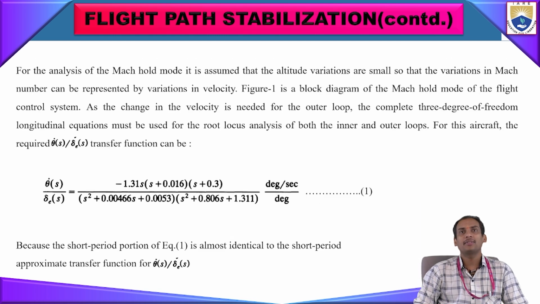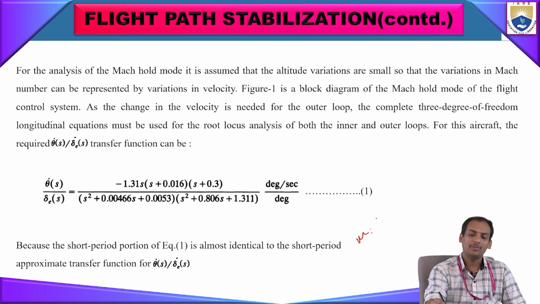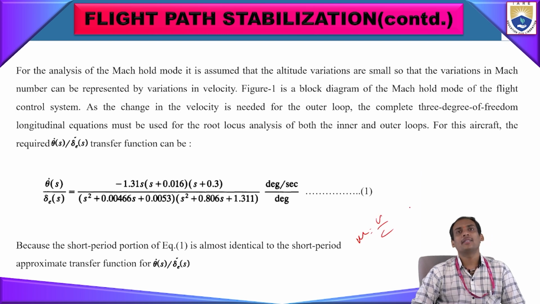So for the analysis of Mach hold mode, it is assumed that the altitude variations are very small, so that the variations in Mach number will be represented by variation in velocity only, because as usual the Mach number is what? The velocity of the object by the velocity of sound. So here it is directly proportional to the velocity of the object only.